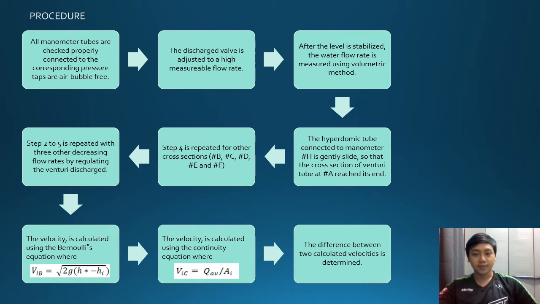We have B, C, D, E, and F sections. Steps 2 to 5 are repeated with three other decreasing flow rates by regulating the venturi discharge. The velocity is calculated using Bernoulli's equation, and the velocity is also calculated using the continuity equation, which is V equals QA over Ai. The difference between the two calculated velocities is determined at the end.